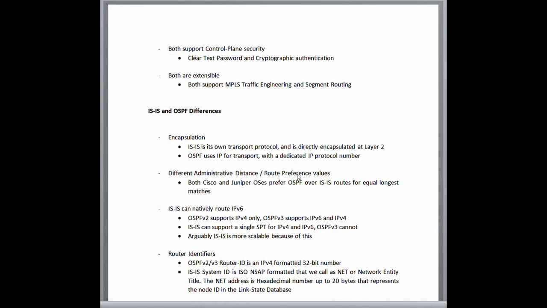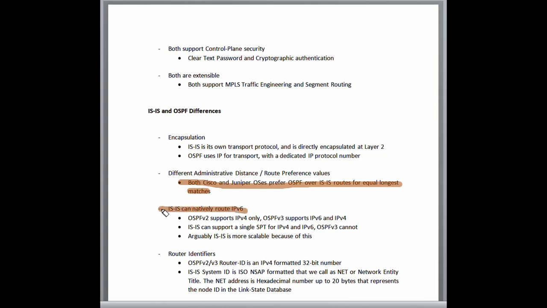The second point is that OSPF has an admin distance of 110, whereas ISIS has an admin distance of 115. So with all the other variables remaining the same for equal longest prefix matches, both Cisco and Juniper devices will prefer an OSPF prefix over an ISIS prefix because of the admin distance.